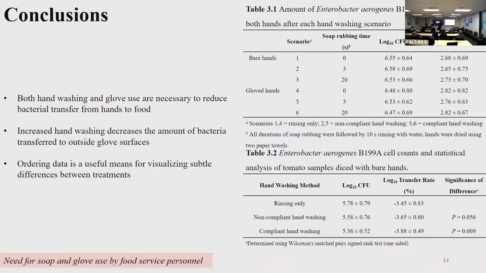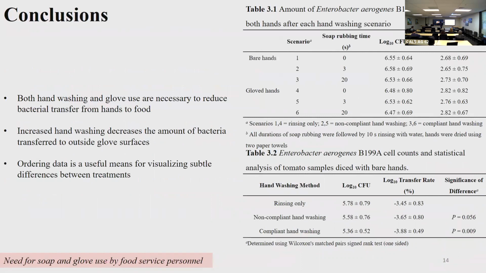Right. So in conclusion, you need both the hand washing and the glove use together. Because glove use did make a large difference in the amount that got transferred to the actual food. It was a very good barrier. However, you still need to have hand washing because it meant less got transferred to exterior glove surfaces.